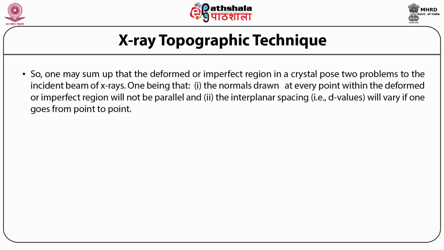So one may sum up that the deformed or imperfect regions in a crystal pose two problems to the incident beam of X-rays. One being that the normals drawn at every point within the deformed or imperfect region will not be parallel, and second, the interplanar spacing, that is the d values, will vary if one goes from point to point.